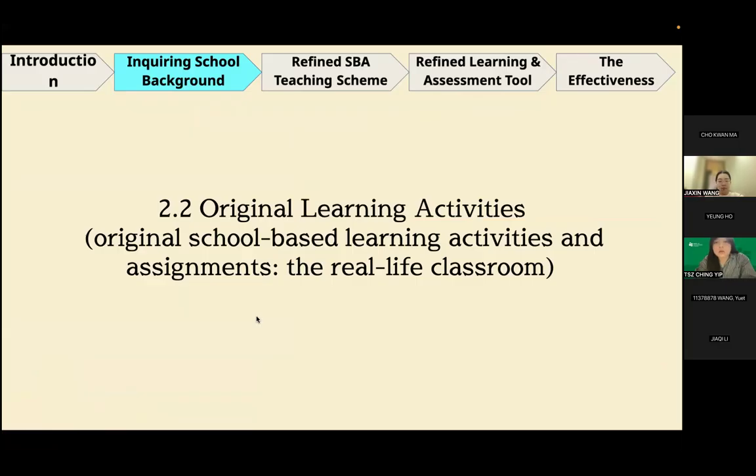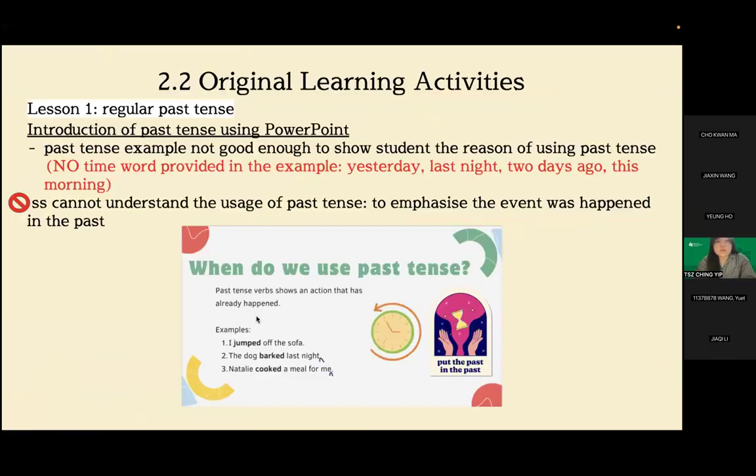So now I'm going to talk about the original learning activities and their shortcomings for the lessons. For lesson 1, we are talking about regular past tense, but the introduction of past tense using PowerPoint is not sufficient for students to learn, since the past tense examples are not good enough to show students the reason for using past tense, as there are no time words provided in the examples. For example, yesterday, last night, 2 days ago, this morning. Therefore students cannot understand the usage of past tense, which is to emphasize the event happened in the past.